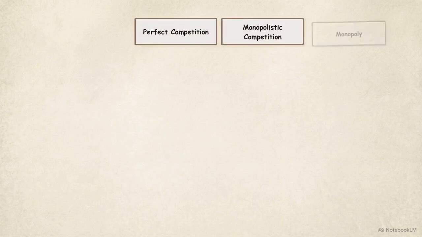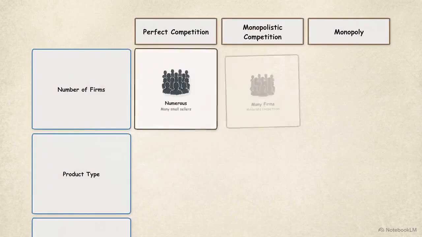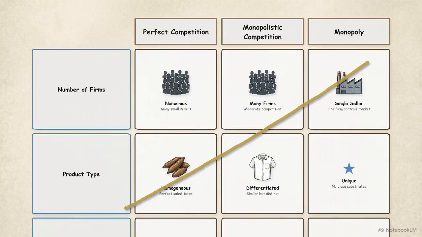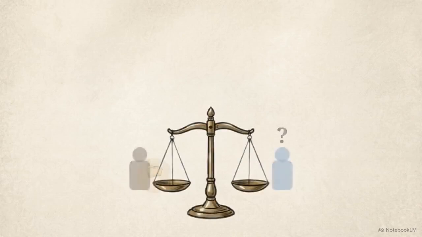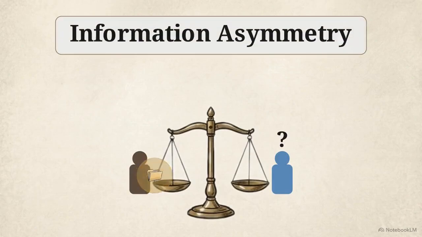Let's align these structures to see how they relate. This matrix compares perfect competition, monopolistic competition, and monopoly across 4 operational traits. Tracing the data reveals a rule. As barriers to entry increase, competing firms drop, and pricing power steadily rises. If you want to test your understanding, consider how information asymmetry, a situation where a seller knows significantly more than a buyer, might disrupt the delicate balance of a monopolistically competitive market.